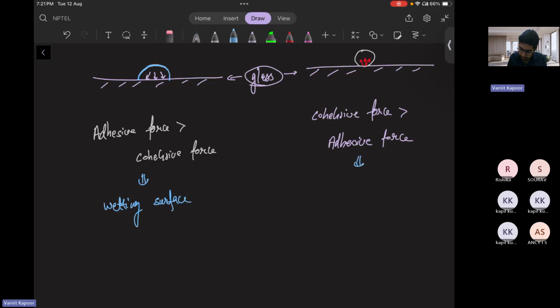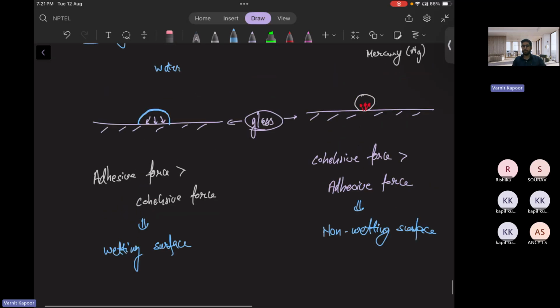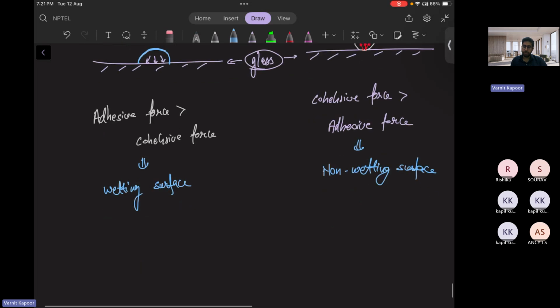And this kind of surface is called a non-wetting surface. Okay, non-wetting surface. There can be a difference where water can have more cohesive forces, depending on what the substrate is. Here the substrate was glass. Instead of glass, the solid surface is made of, suppose, Teflon or copper. Then how will that liquid behave on that?